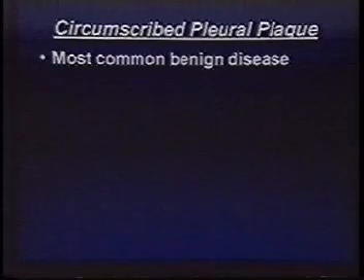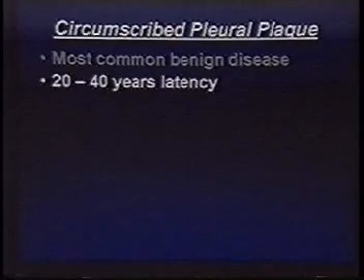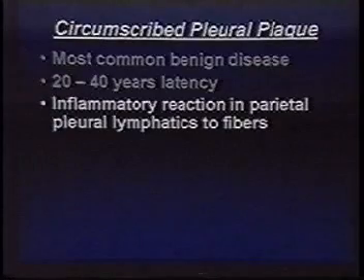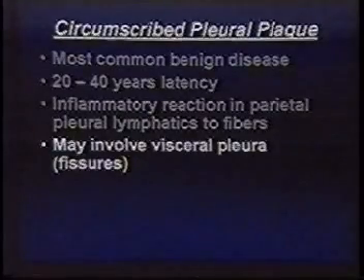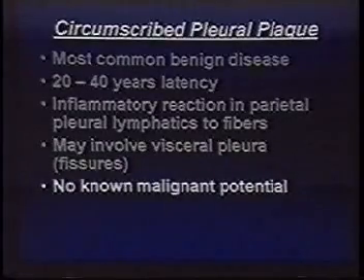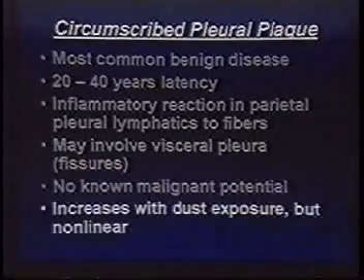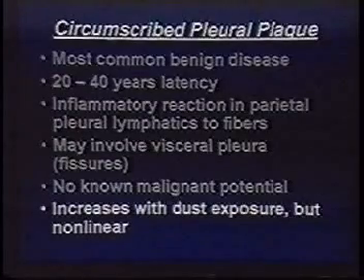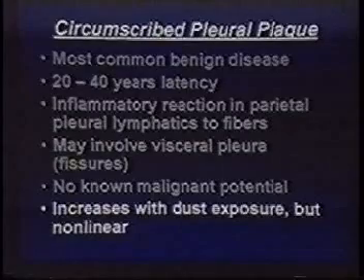Circumscribed pleural plaques are the most common of the benign diseases, typically developing after 20 to 40 years of latency. It results from an inflammatory reaction to the fibers when trapped in the parietal pleural lymphatics. They may involve the visceral pleura, as some of them can be seen in the fissures. There's no known malignant potential. And the severity of pleural plaques increases with the duration and intensity of dust exposure.